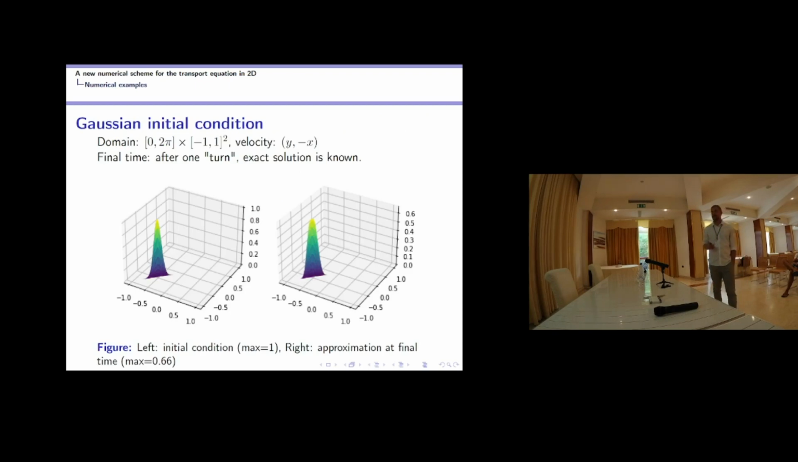In the next example, everything is the same except that now we have a Gaussian initial condition. The difference is that here, outside of this hat, we don't have identically equal to 0. It decays very fast, but it's not identically equal to 0. And in this example, we see that we lost more than in the previous example. Here, the maximum is 1. After one turn, we have 0.66. So this is one of the things which we can try to improve in future work.